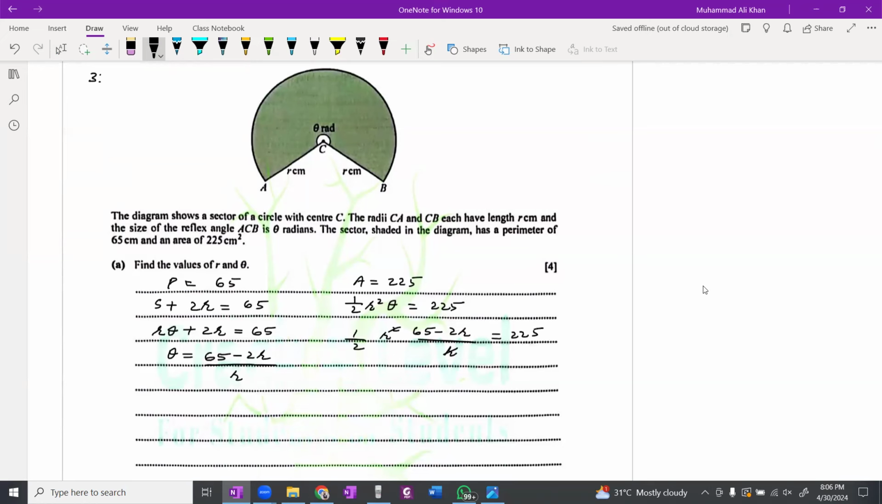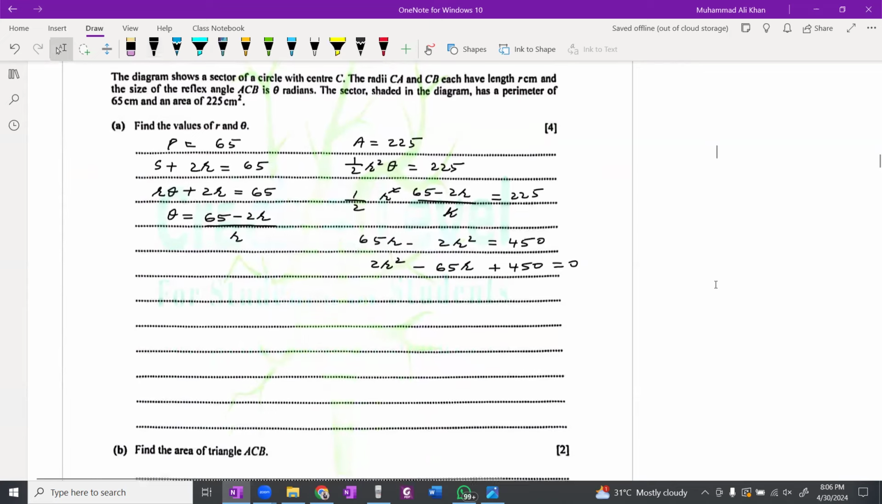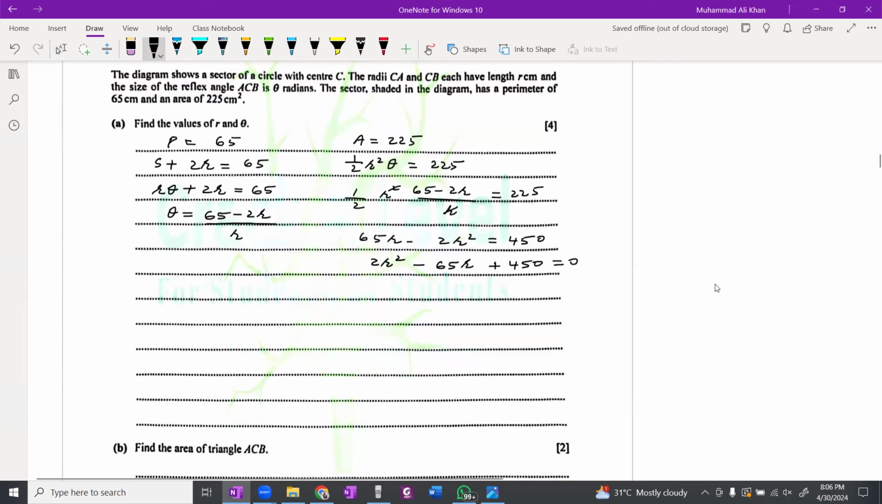2 multiplied by 225 is 450. And here, R multiplied by 65 is 65R minus 2R squared. So now, 2R squared minus 65R plus 450 equals 0. Now, after that, calculate the two values of R from your calculator. The two values of R: the first is 10 and the second one is 22.5.